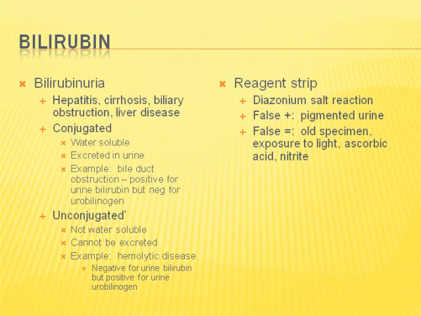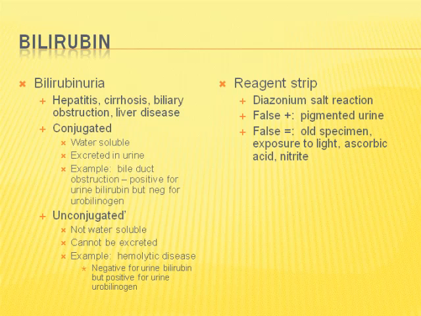Okay, the next pad on the dipstick is bilirubin. Bilirubin in the urine can be due to hepatitis, cirrhosis, biliary obstruction, and liver diseases. We have conjugated and unconjugated bilirubin. Getting a little bit into clinical chemistry here. Conjugated is water soluble. It is excreted in the urine. Unconjugated is not water soluble and cannot be excreted in the urine.